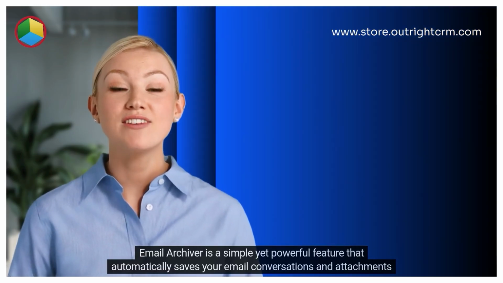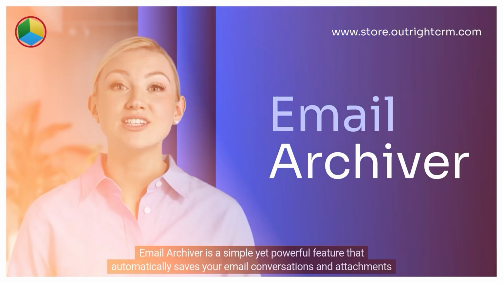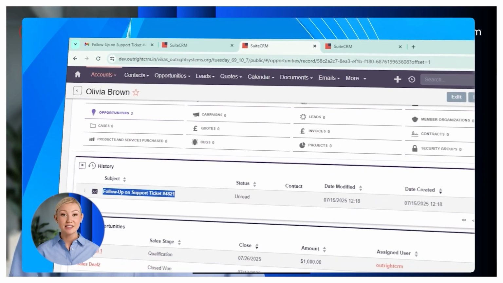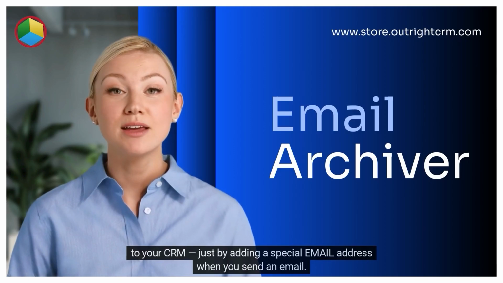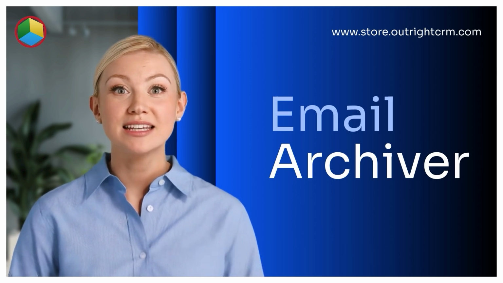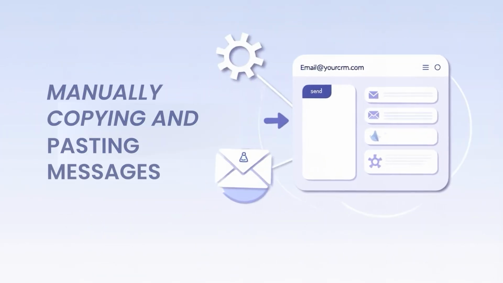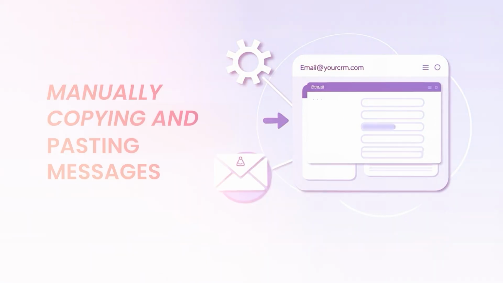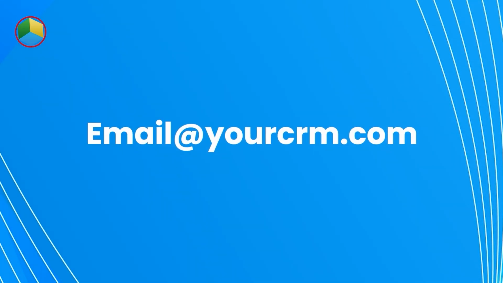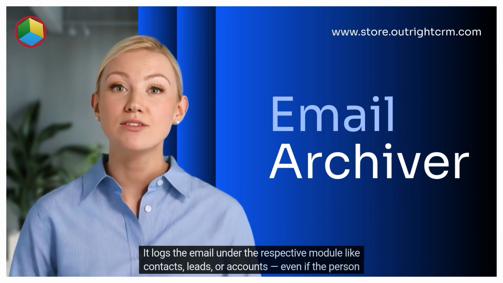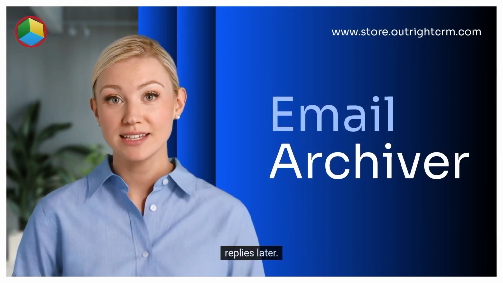Email Archiver is a simple yet powerful feature that automatically saves your email conversations and attachments to your CRM, just by adding a special email address when you send an email. Instead of manually copying and pasting messages into the CRM, you simply email a unique address like email@yourcrm.com, and the system takes care of the rest. It logs the email under the respective module like contacts, leads, or accounts, even if the person replies later.